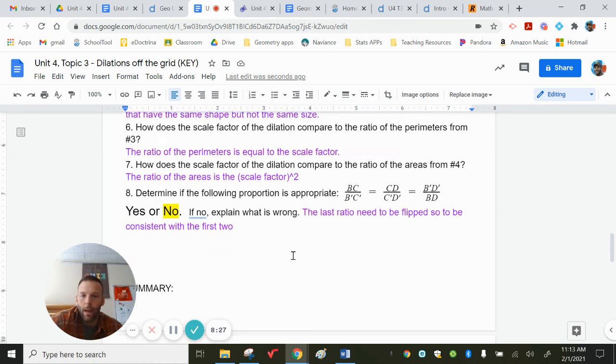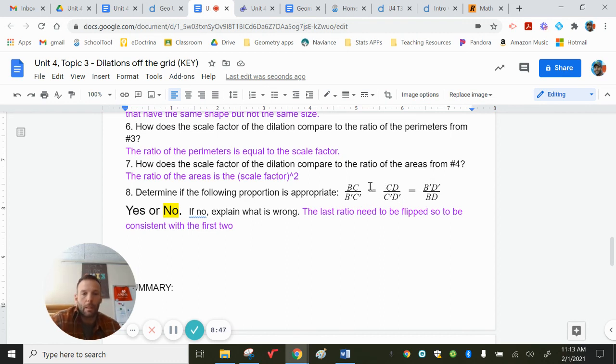And then finally, is this an appropriate proportion? I said no. The last ratio, this one that's over here, has to be flipped because we have to be consistent. We have a side of the pre-image divided by a side of the image, pre-image over image, but then this one got flipped around, image over pre-image. So to be consistent, either we need to flip the last one or the first two, to be honest. Either way would work to be an appropriate proportion.